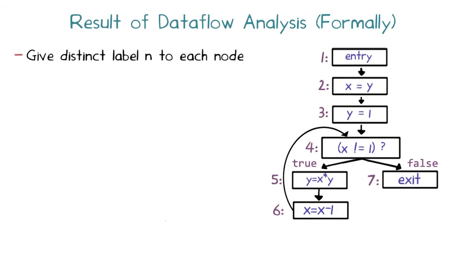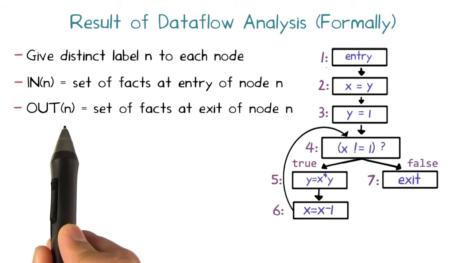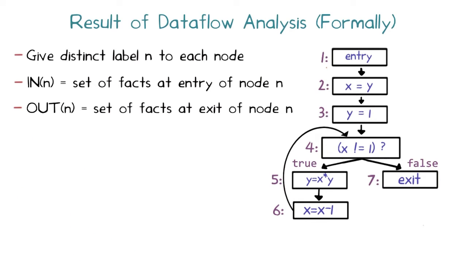To identify each program point uniquely, let's assign a distinct label to each node in the control flow graph. I've labeled the nodes in this control flow graph from 1 through 7. Then for each node with label n, we use in of n to denote the set of facts at the entry of node n, and out of n to denote the set of facts at the exit of the node.